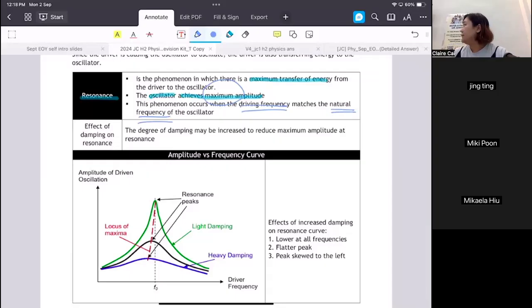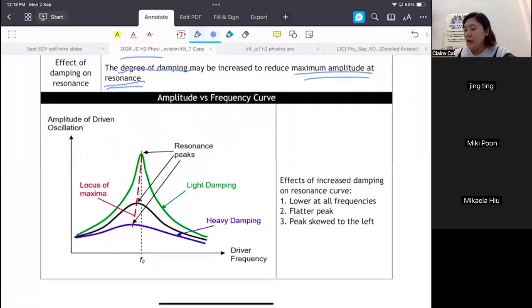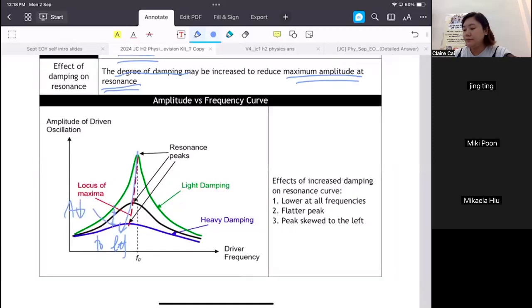So the effect of damping. We have a damping force, it will still take away the energy, and hence the degree of damping will cause all the amplitude to decrease. And we can look at the graph. As the degree of damping increases, the peak will shift to the left. And then also all your amplitude will decrease.